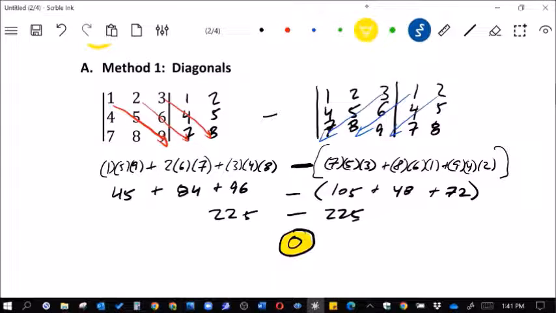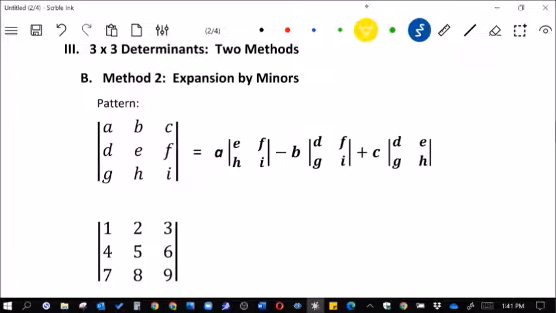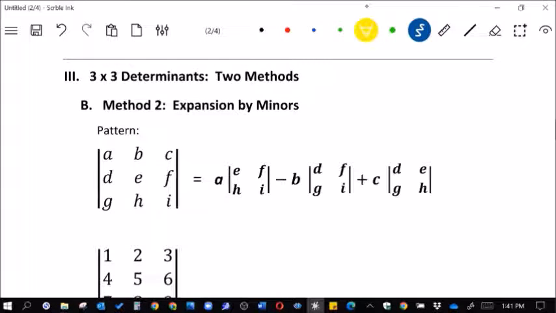And you get that from doing the first one minus the second one and using the diagonals. One direction for the first one and the other direction for the second, and then subtract. So what we're doing here is we're multiplying, adding, and subtracting. And it works if you follow these diagonals exactly that way. Let's take a look at the second method, which is expansion by minors.